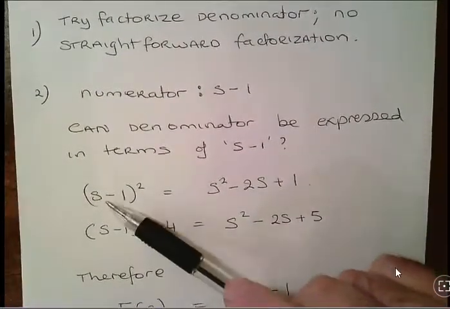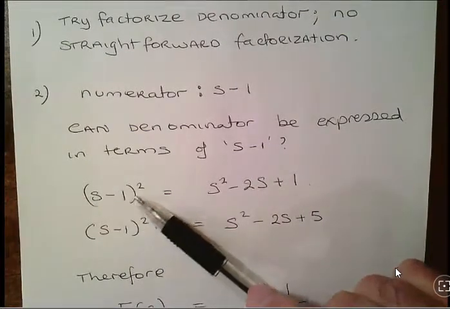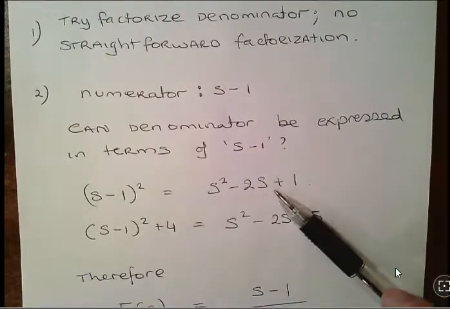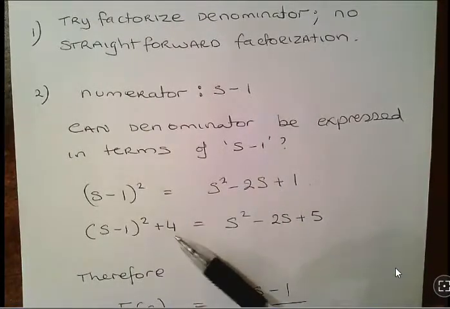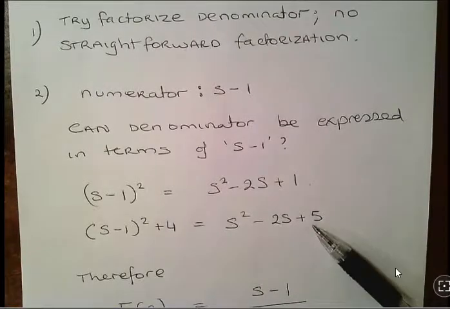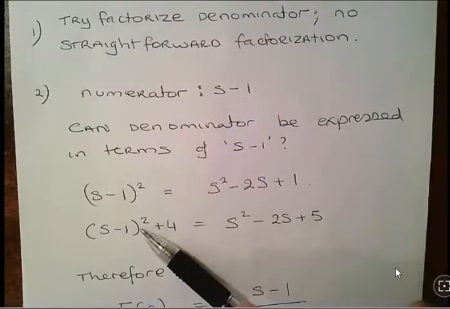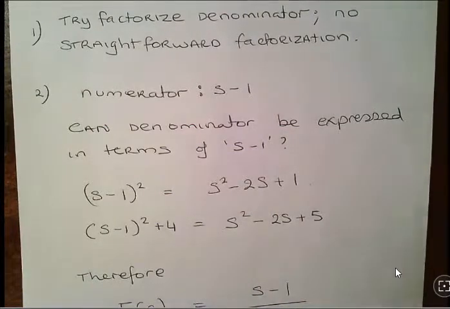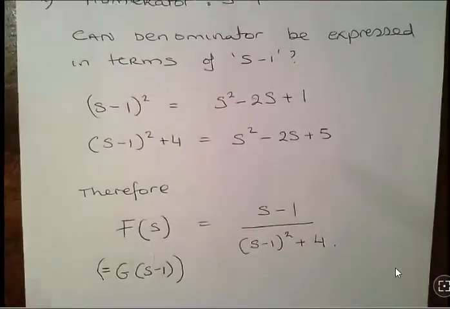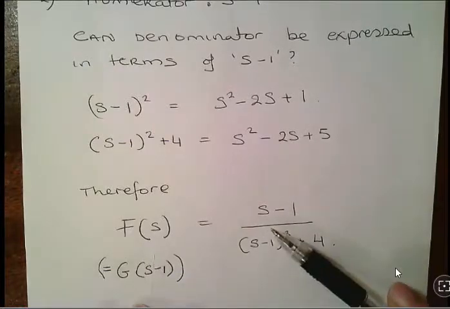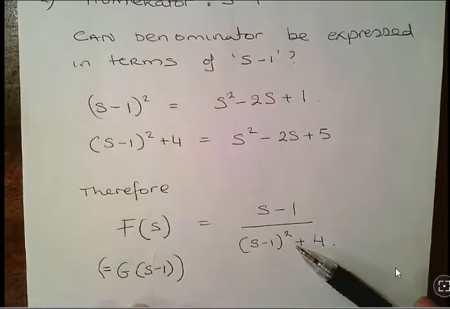In terms of leading us in the direction we need to go, s minus 1 squared is s squared minus 2s plus 1. That means s minus 1 squared plus 4 is s squared minus 2s plus 5. That is the denominator, so we can re-express the denominator as follows. F of s can be written as s minus 1 over s minus 1 squared plus 4.